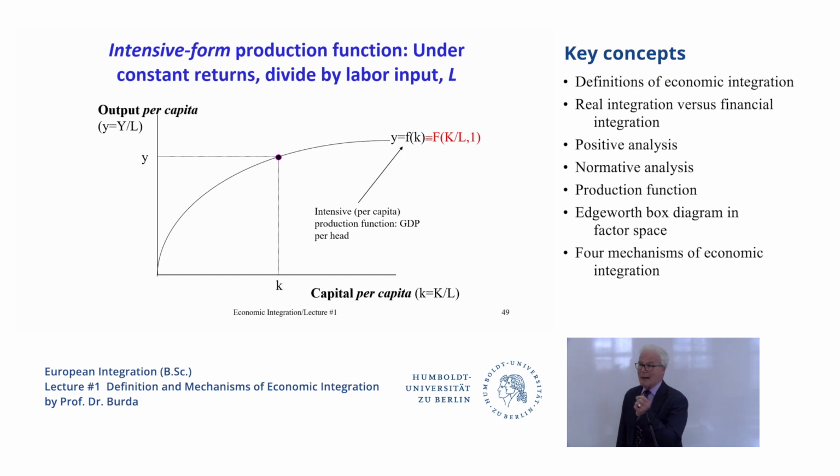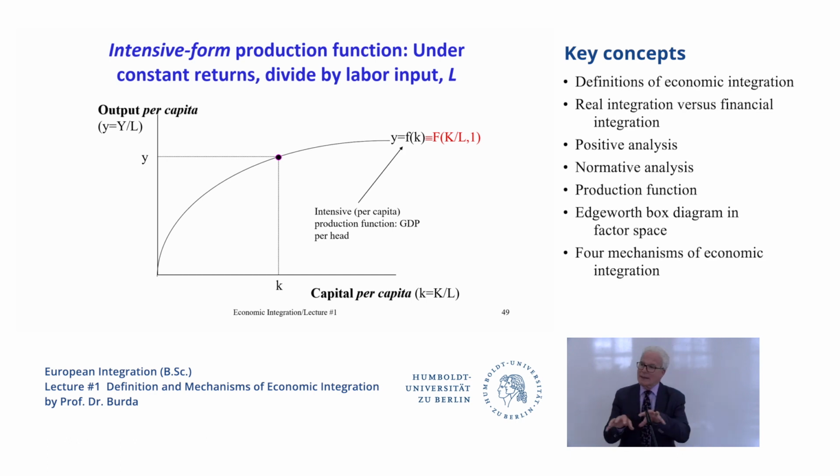So output per capita is a function of capital per capita. 1 is irrelevant. You can't change 1. It's always the same. So it's capital per capita. So getting a country richer means getting capital per capita up. How can I raise it?